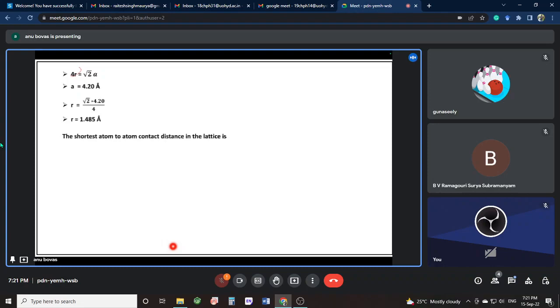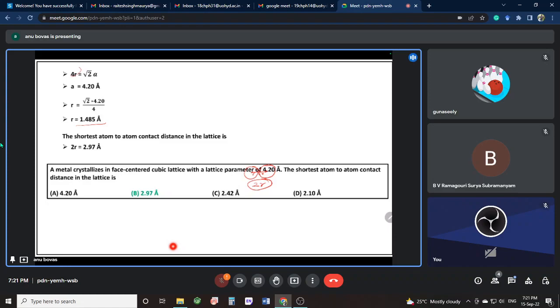So in the question, the shortest atom to atom contact distance in the lattice is asked. So what is that? We discussed earlier, the shortest distance will be R plus R, which is 2R. Okay. So we have to just multiply this value with 2. So we will get the answer as 2.97 Angstrom. So the answer for the question, face-centered cubic lattice, lattice parameter 4.20, the shortest atom to atom contact distance will be 2.97 Angstrom. Is this question clear?